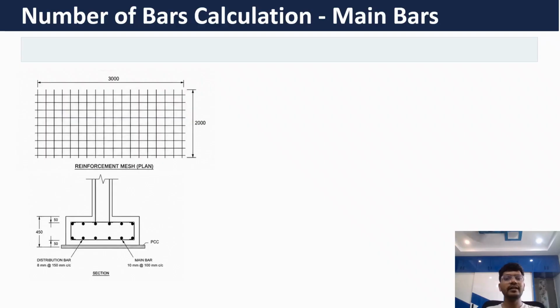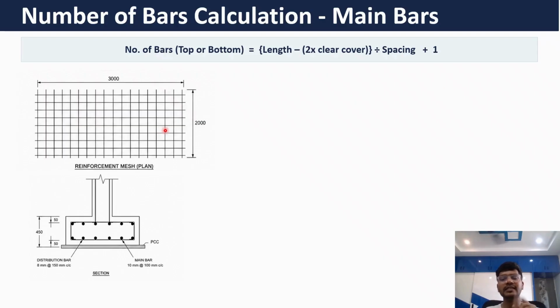Now that we know the cutting length of main bar and distribution bar, let us calculate how many bars are actually required. To calculate the number of main bars required, the formula is length minus 2 times clear cover, divided by spacing, plus 1. Why are we adding 1? Because we should always consider the starting bar. If you look at this layout, you will understand main bars are placed at 100 mm center to center spacing across the length of the footing. That's why we are taking length here.